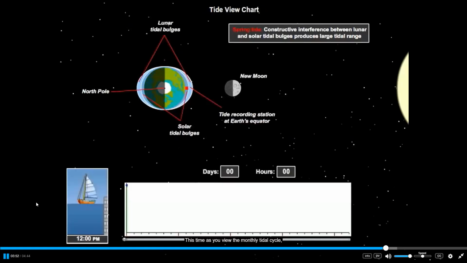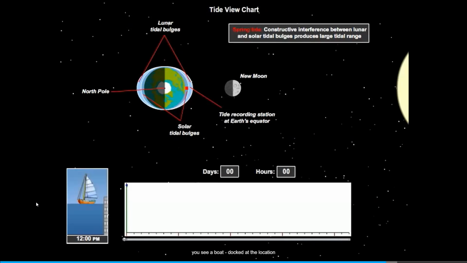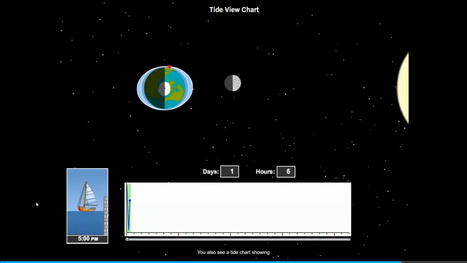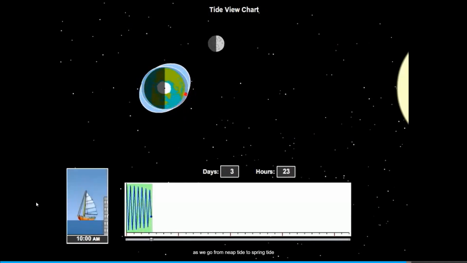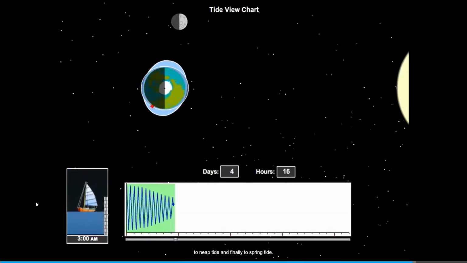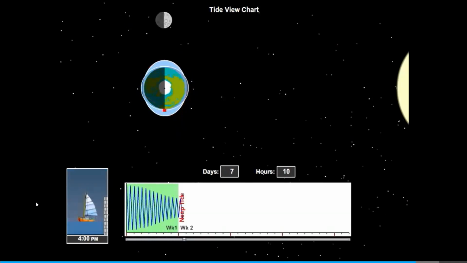This time, as you view the monthly tidal cycle, you see a boat docked at the location of the red square on Earth rise and fall with the tides each day of the month. You also see a tide chart showing the change in tidal range during the month as we go from neap tide to spring tide to neap tide and finally to spring tide.